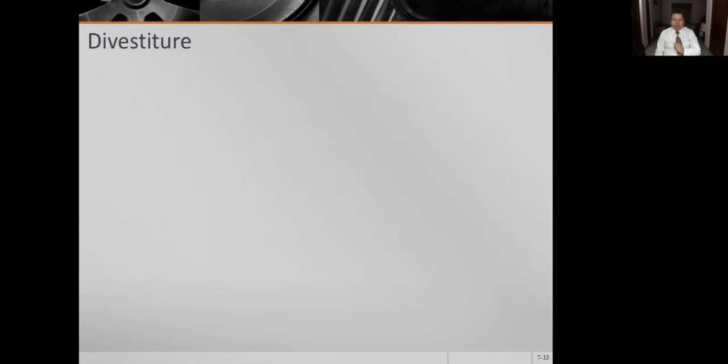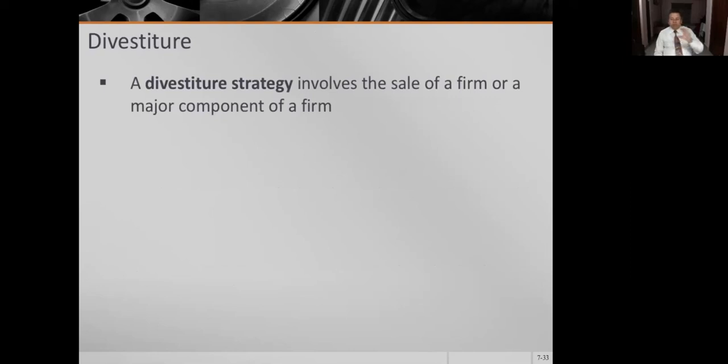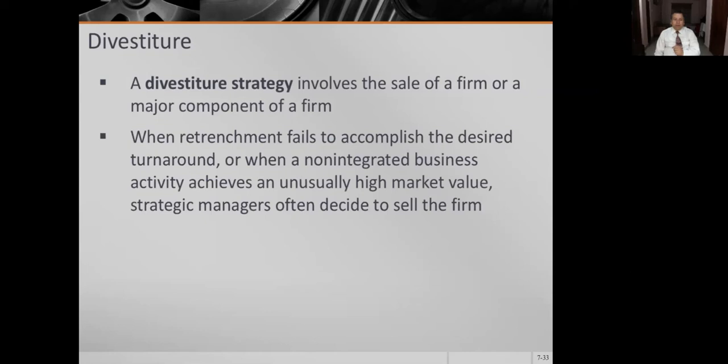Then divestiture. Okay. Nokia, before they decided to turn around the company and use those resources for new ideas and new businesses, divested the mobile phone business. They sold off. Right? Sale of a firm or a major component of a firm is called divestiture. And when retrenchment fails to complete the desired turnaround, or when a non-integrated business activity achieves an unusually high market value, strategic managers often decide to sell the firm. Reasons for that are varied. Then ultimately, if you are bankrupt, you liquidate.